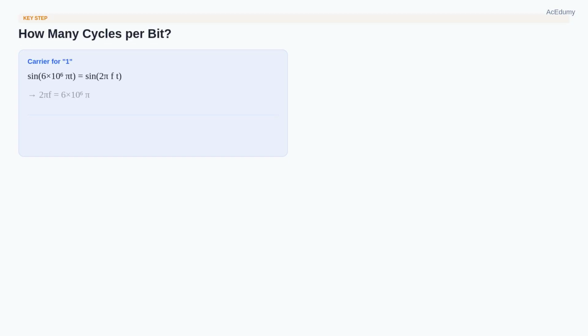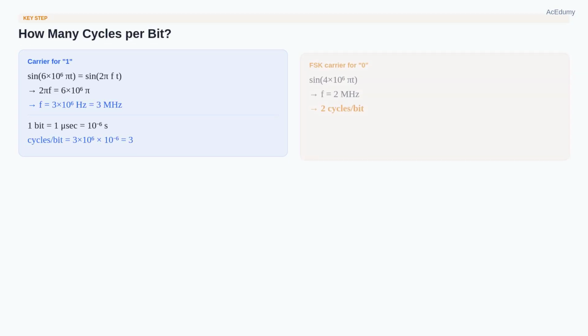Before we start drawing, let us figure out how many cycles fit in one bit. The carrier is written as sine of 6 times 10 to the 6 pi t. To find the frequency, compare this with the standard form, sine of 2 pi f t. Setting 2 pi f equal to 6 times 10 to the 6 pi, we divide both sides by 2 pi and get f equals 3 times 10 to the 6, which is 3 megahertz.